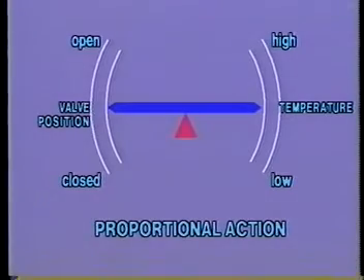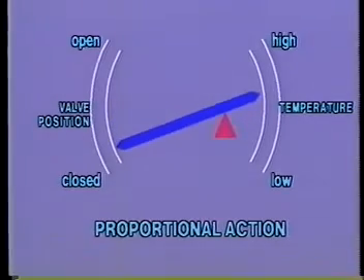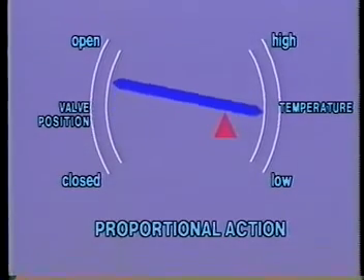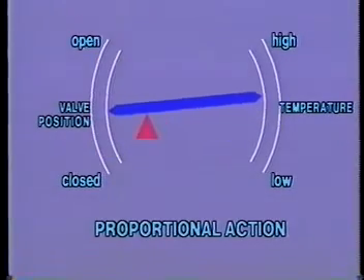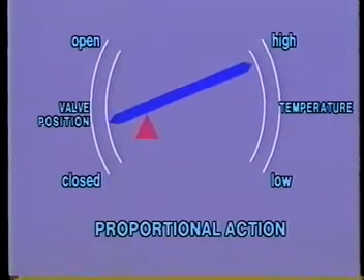If we want to adjust the amount of proportional action, we can move the pivot point to a new position. When we move the pivot to the right, a small temperature change causes a large valve movement. This is called high gain. If we move the pivot to the left, a large temperature change causes a small valve movement.